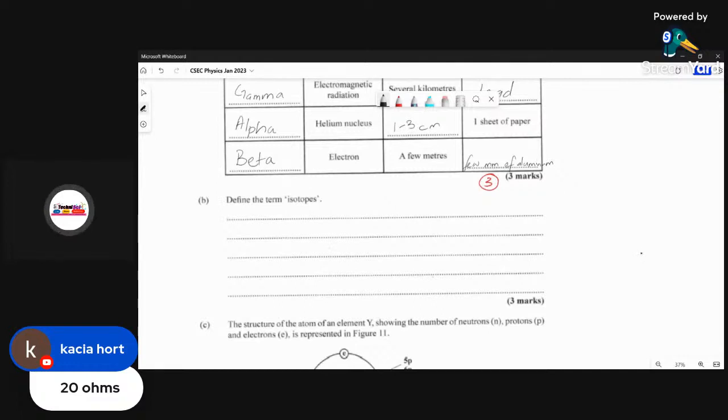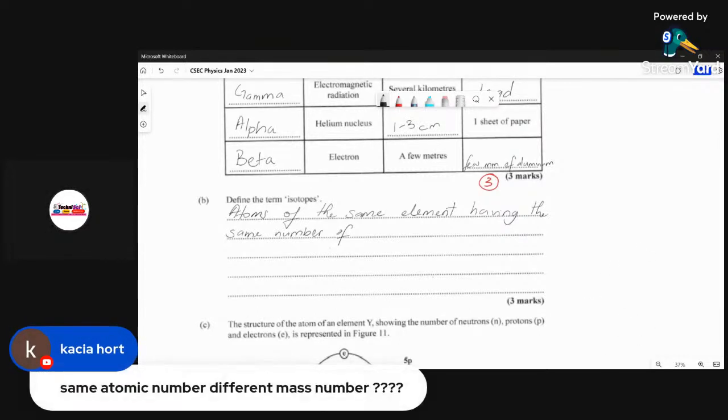They are atoms of the same element, and this is only one way of defining it. I'm going to tell you another way you could have defined it. Just a little tweak. Having the same number. Same number of what? Same atomic number, different mass number. Excellent.